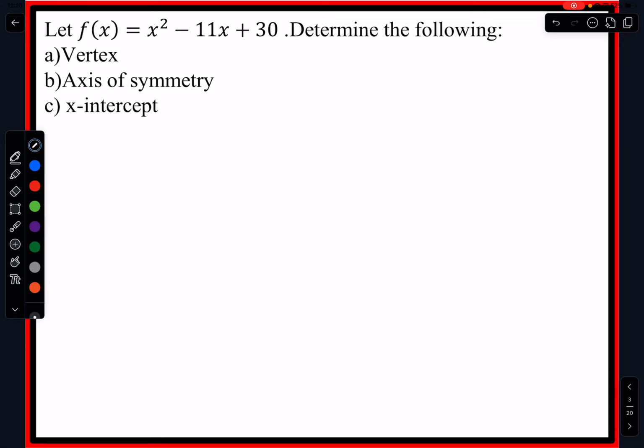I'm going to explain in this video how to determine the vertex, the axis of symmetry, and the x-intercept to a quadratic equation written in this polynomial form. Let's begin by first identifying the vertex.